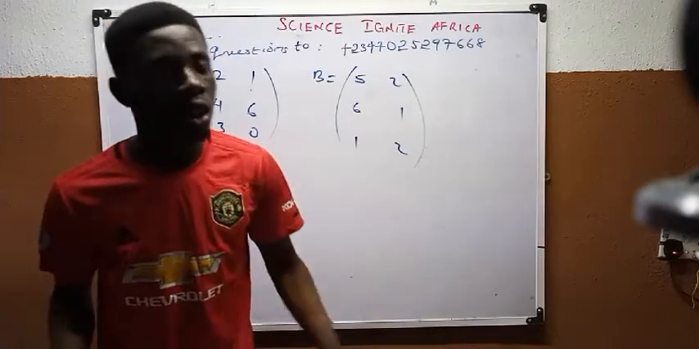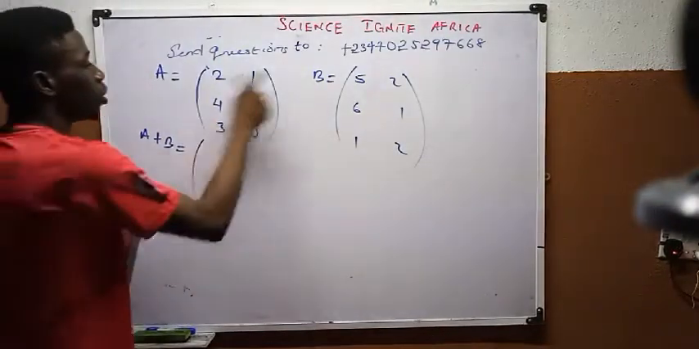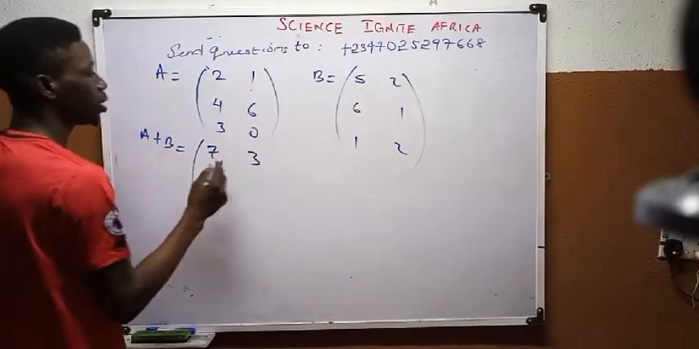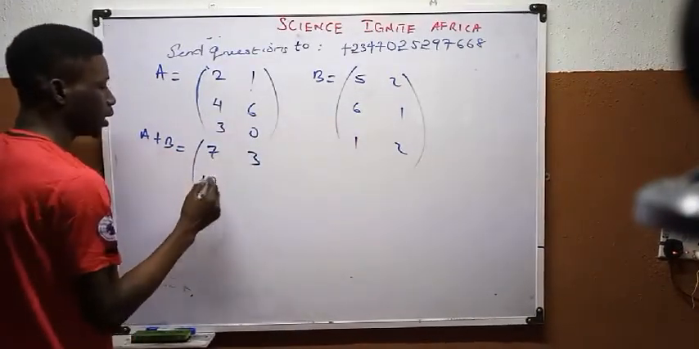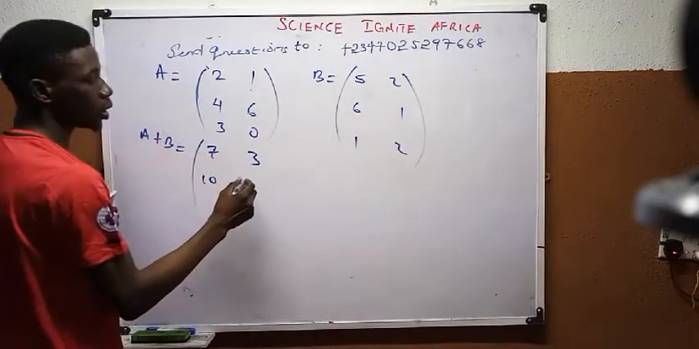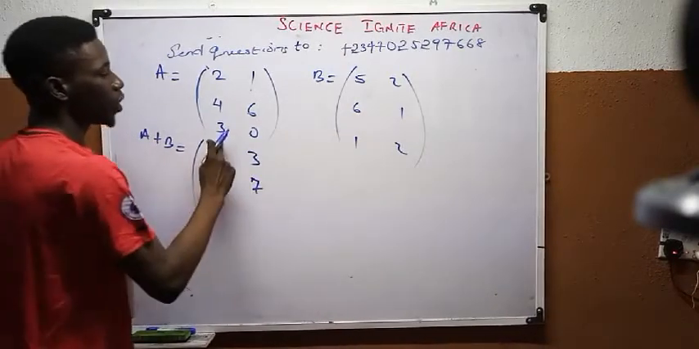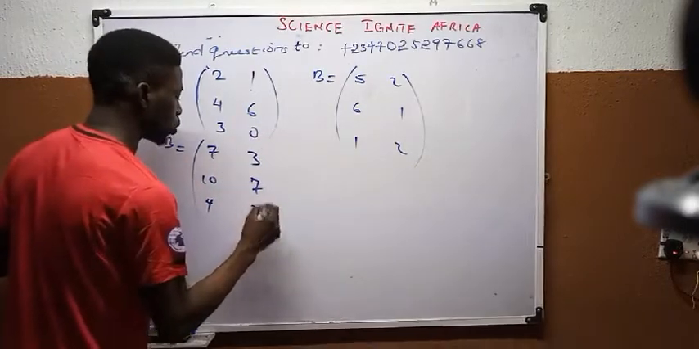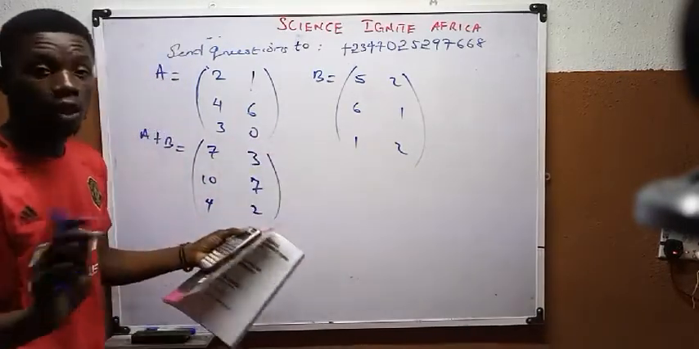Nothing must change. So I'll just add this: 2 plus 5, that's 7. 1 plus 2, that's 3. 4 plus 6, that's 10. 6 plus 1, that's 7. 3 plus 1, that's 4. Then 0 plus 2, that's 2. With this, we are done adding.